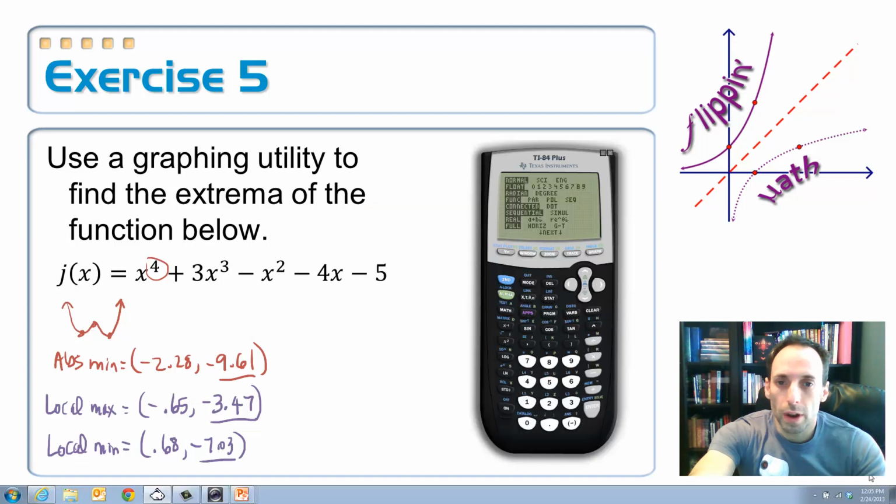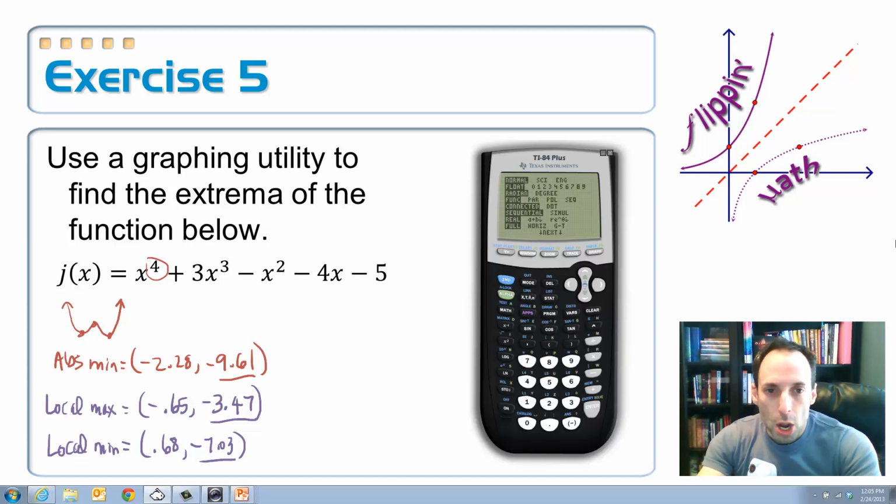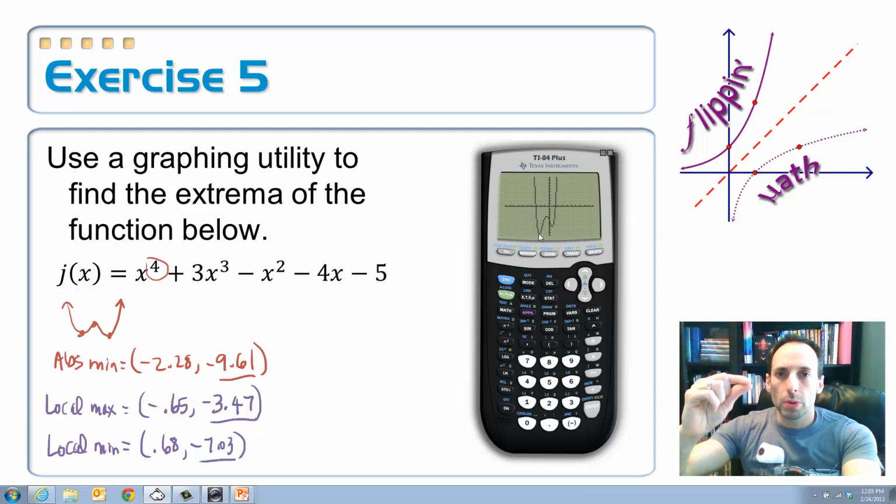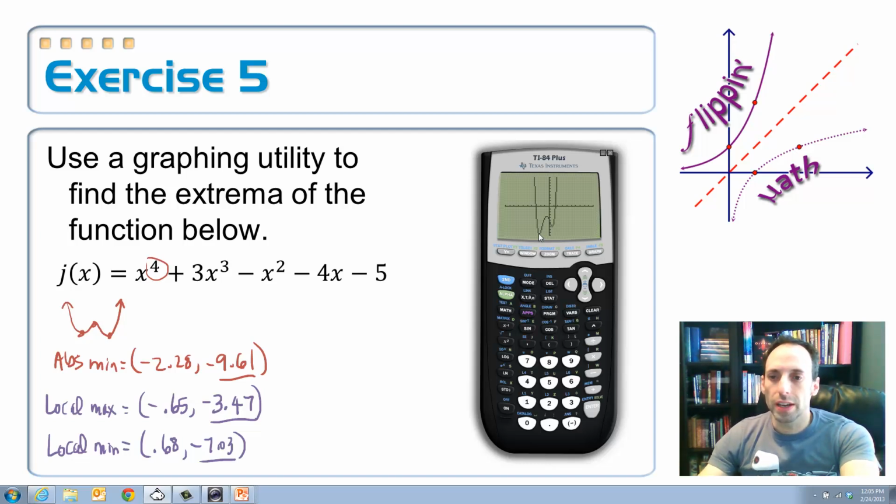Let me call up the graph here. There. Okay. So I can see one of these minimum points dips down further, and that one's the absolute minimum. And it's at negative 2.28, comma, negative 9.61. So negative 9.61 is the absolute minimum value for that function. All right, and then we have 2 more humps.